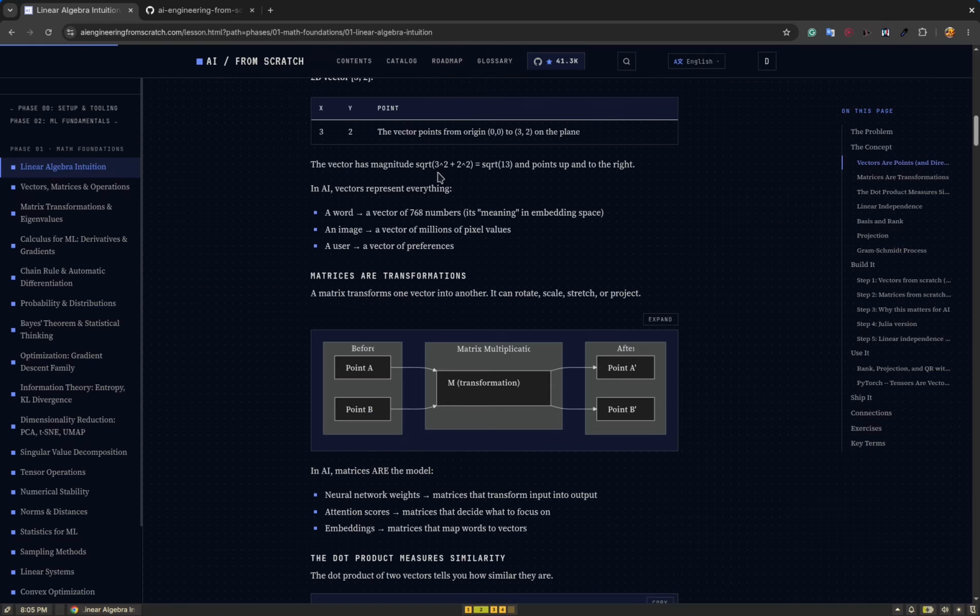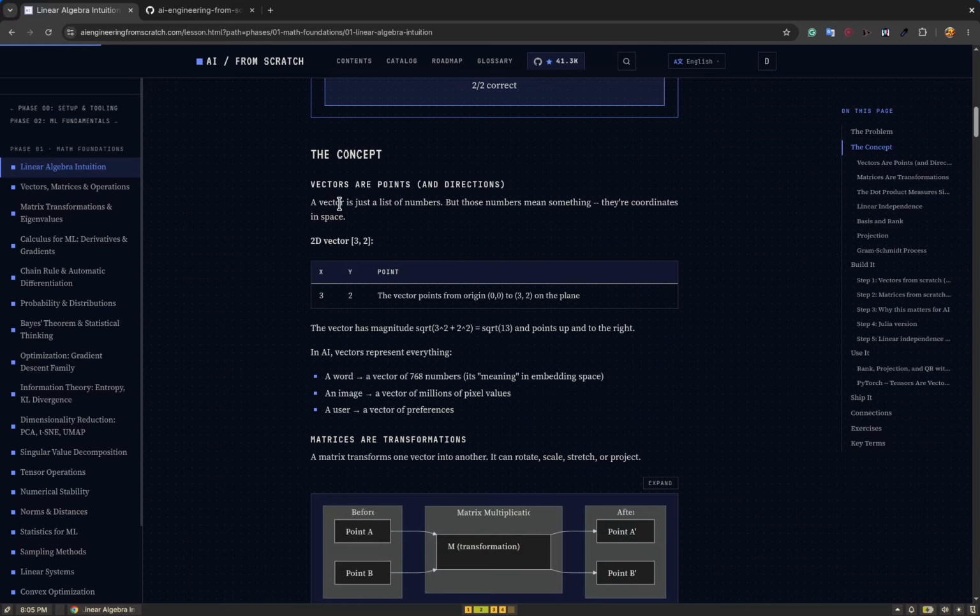Now, the vector has magnitude. Let's see. A vector is just a list of numbers, but those numbers mean something. They are coordinates in space. The vector points from the origin 0,0 to 3,2 on the plane. Then the magnitude of this will be the square root of 3 squared plus 2 squared, so 9 plus 4, that is 13, and the square root of 13.